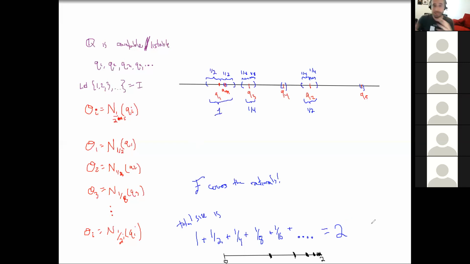We can cover this infinite set, the infinite set of rational numbers, with an open cover whose size is equal to 2. Crazy. I'm going to pause for a second. Any questions about the argument that we've constructed, or comments, or concerns, or anything?